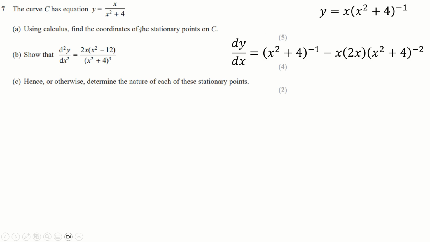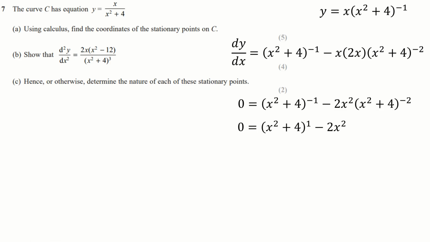So that's that. Find the stationary points. So we want to set this equal to 0. We can times everything now by x squared plus 4 squared, because that will completely clear out this. There's minus 1 of them here, so if you times it by a squared copy of them, you just get 1 left over, and then 0 times anything is still 0. Of course, this is just x squared plus 4. Minus 2x squared is minus x squared plus 4, which, of course, has solutions x is plus or minus 2.